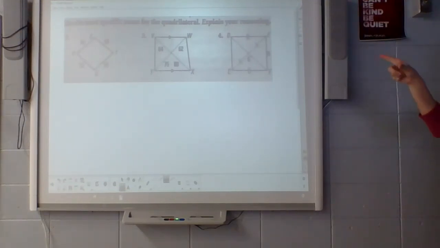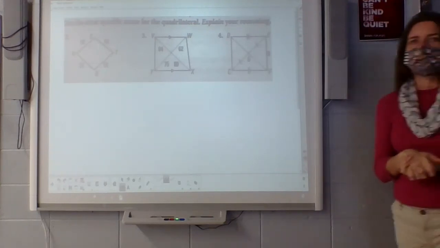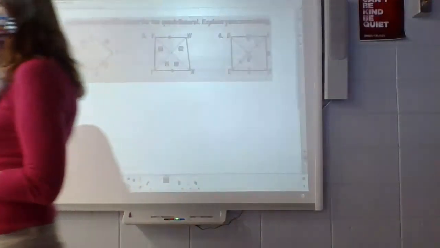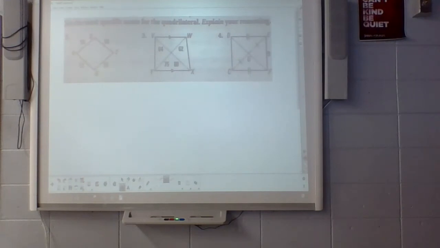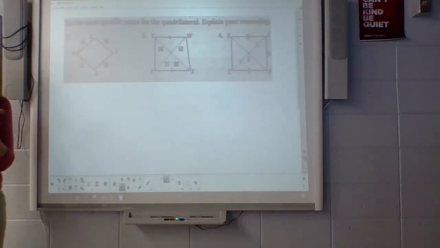All right, guys. So, most specific name for the quadrilateral. Number 2, what would we call that quadrilateral? It's kind of a weird looking one.